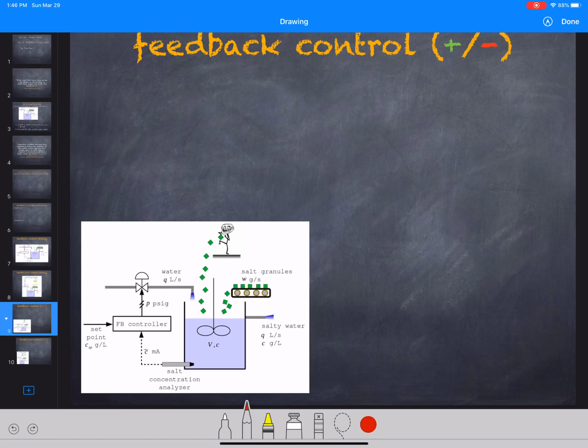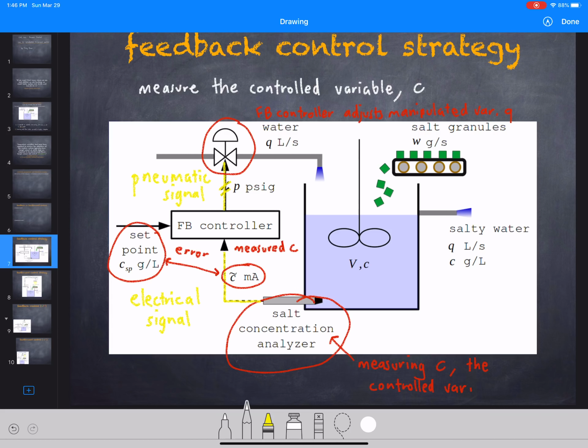So one bad thing about feedback control, and I'll mark that with a red minus, is that no corrective action is taken until a process upset has already occurred. Basically, it never takes action until there's an error. So it never takes action until it receives a signal from the change in the salt concentration. And by the time the salt concentration has changed, it's too late because this salty water is exiting here.